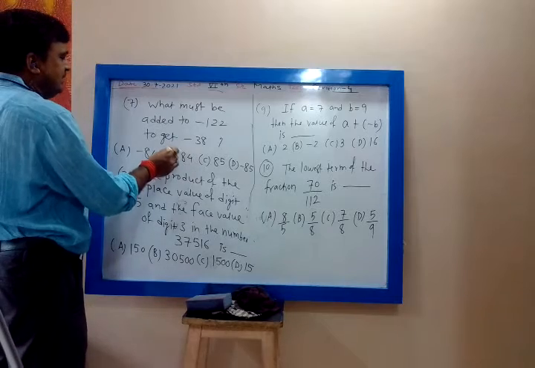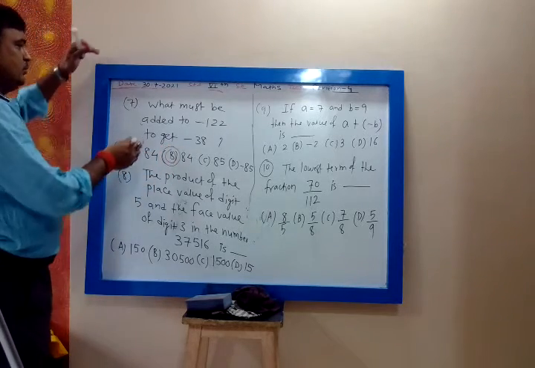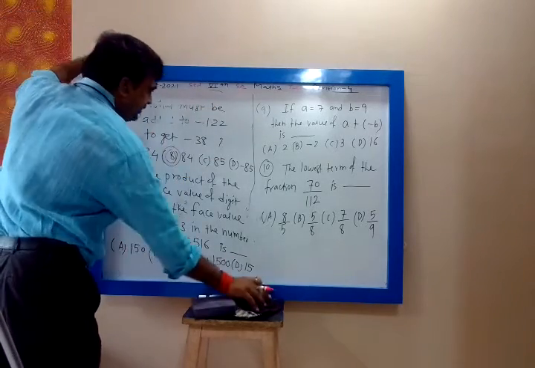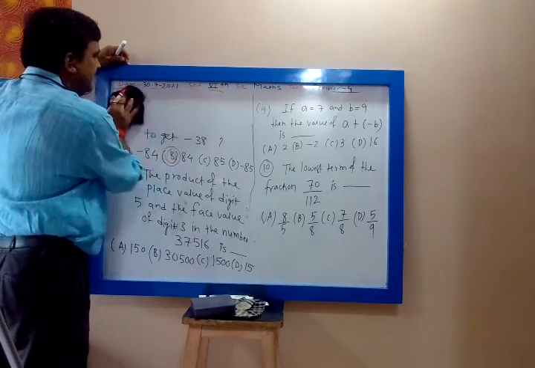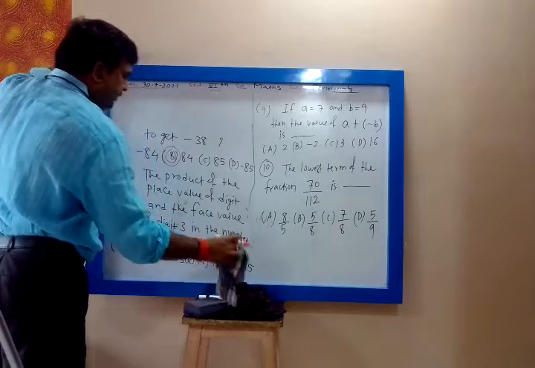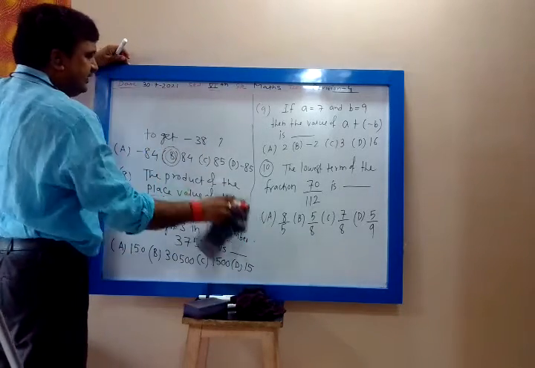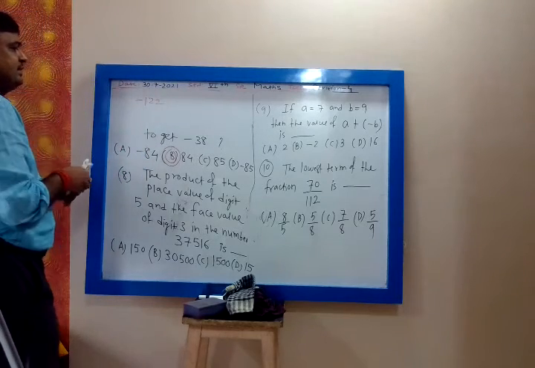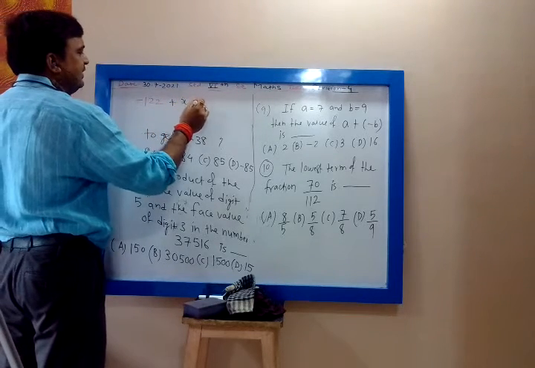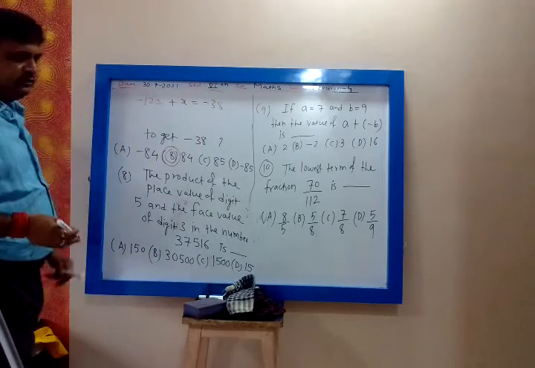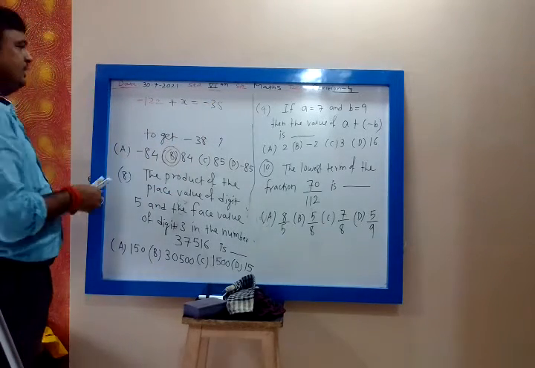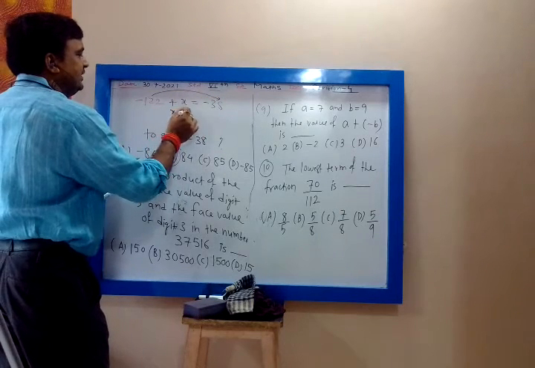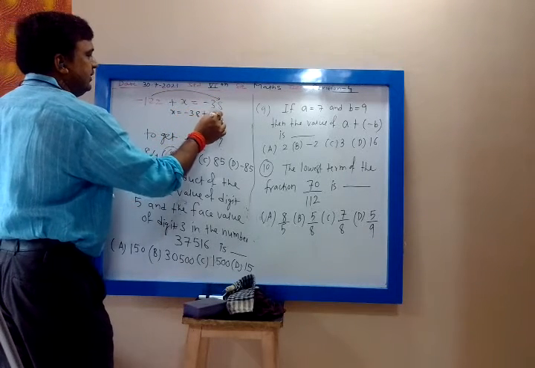So let us log this answer B and check. What must be added to minus 122 to get minus 38? So we say let x be added to minus 122. Minus 122, we add x, we get minus 38. So minus 122 will go on the right hand side, it will become plus. So x is minus 38 plus 122.